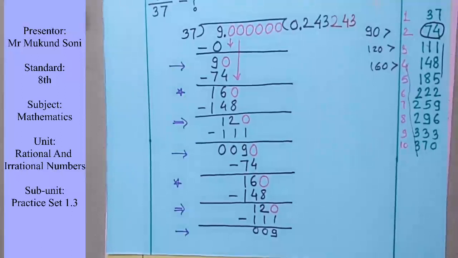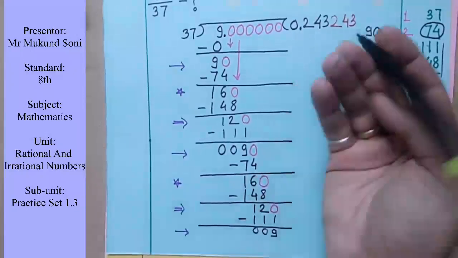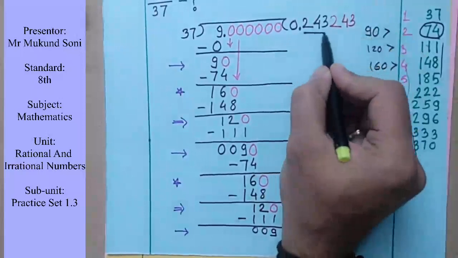Such kind of divisions are known as recurring ones. That's why if you check the quotient, in the quotient also you will find there is a recurring set of digits, that is 243 and 243. Do you see?